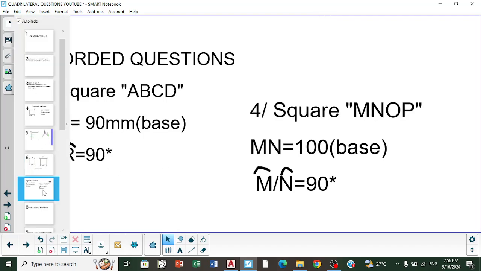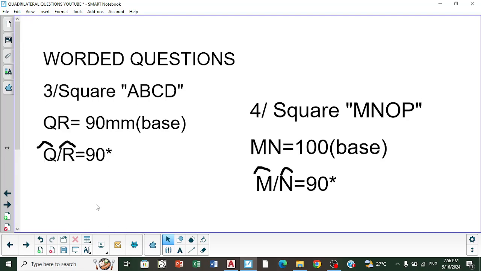Also, we have in worded form, worded questions 3 and 4. The base is QR, which is one side. All the other sides are going to be the same length, with 90 degree angles. Question 4, square MNOP. MN is equal to 100 millimeters, that's 10 cm. Of course, the angles are 90 degrees. So construct these squares for me on the questions provided.